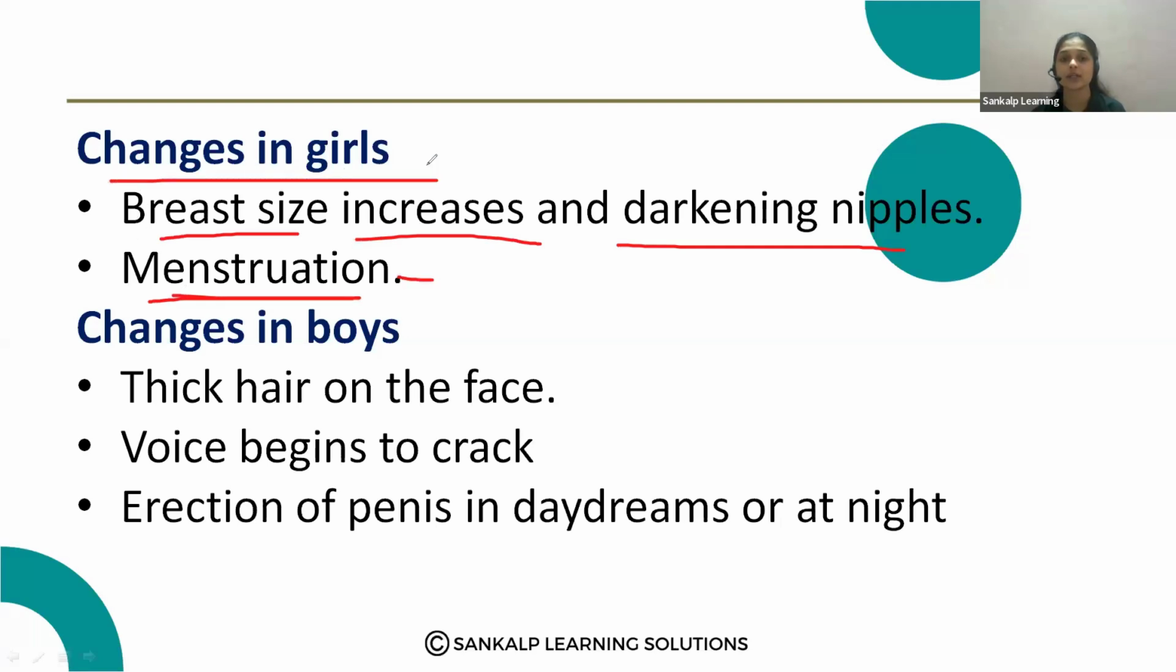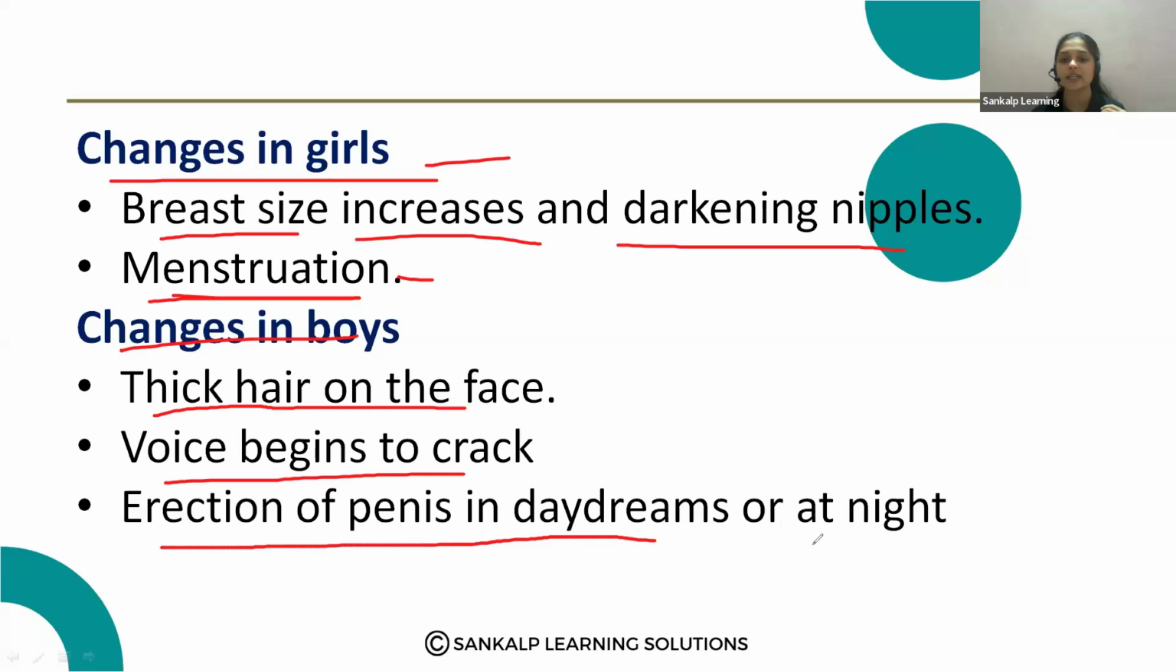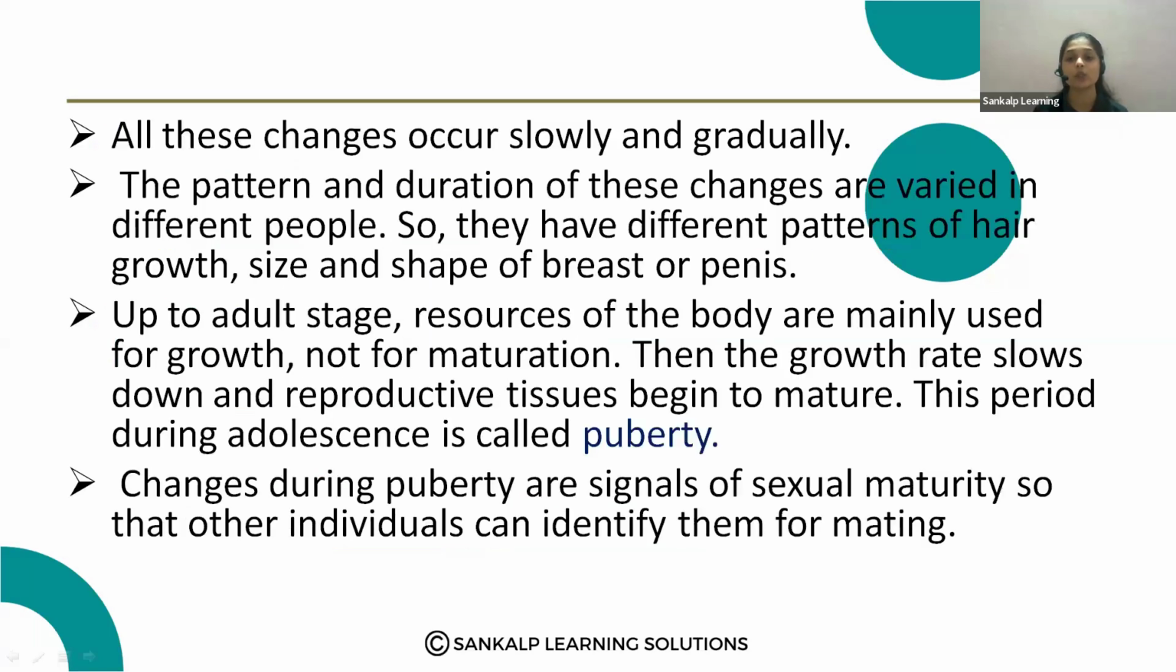These are the changes that occur in females that indicate the sexual maturation, meaning they are able to reproduce sexually. Changes in the boys: thick hair on the face, voice begins to crack, and erection of the penis during daydreams or at night. All these changes are the indication of the sexual maturation, okay. But these changes will not occur suddenly. They occur slowly and gradually.